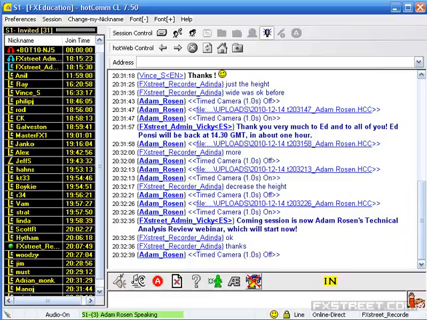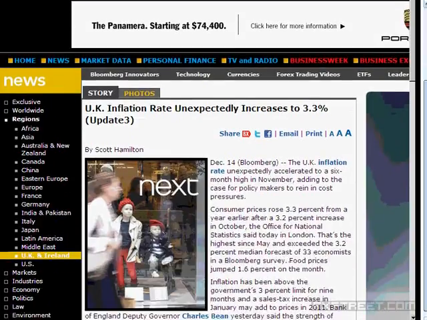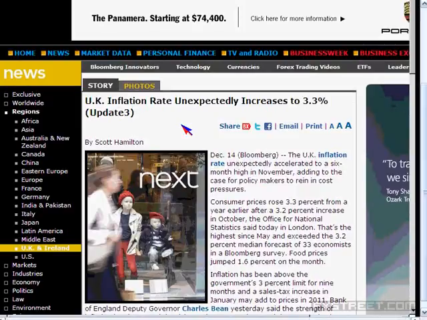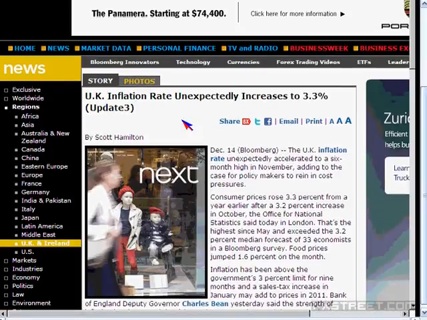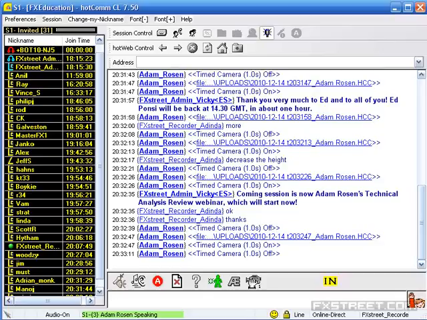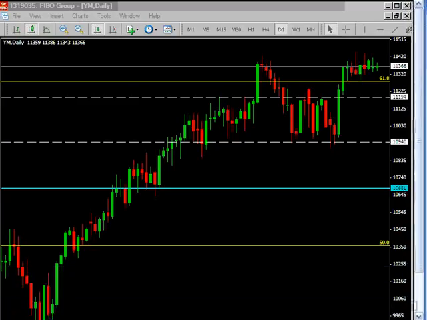Before we get started with a technical analysis discussion, really briefly, this was on Bloomberg.com just a little while ago. The UK inflation rate unexpectedly accelerated to a 6-month high in November, adding to the case for policymakers to rein in cost pressures. Consumer prices rose 3.3% from a year earlier after a 3.2% increase in October. That's said by the Office for National Statistics in London. Food prices jumped 1.6% on the month, and it's important because, again, those are 6-month highs for UK consumer prices. In other words, inflationary pressures give the Bank of England more case to raise interest rates.